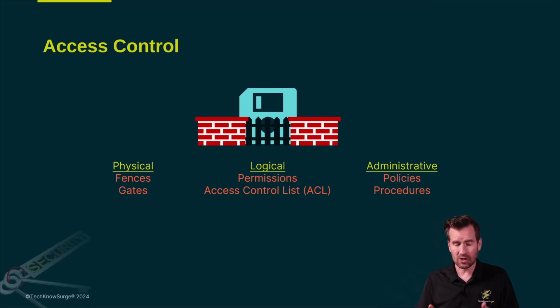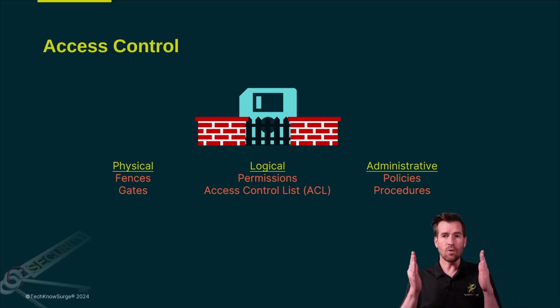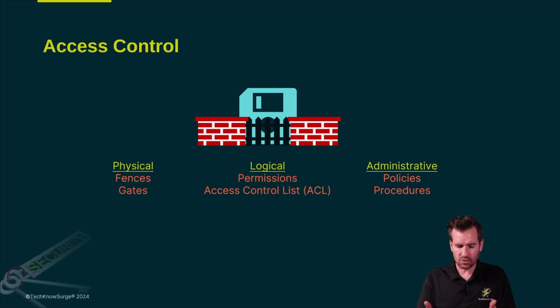Then we have the logical perspective. Most likely, most of your data is going to be accessible through some sort of network share or some sort of data sharing technique. And so what are the permissions? What are the access control lists? What's standing in the way from an electronic standpoint to make sure only authorized people have access to those resources? Then there's the administrative perspective of this. Those are the policies, the procedures, the things that we put in place to make sure that we have control over, and only authorized people can gain access to our assets and our resources.